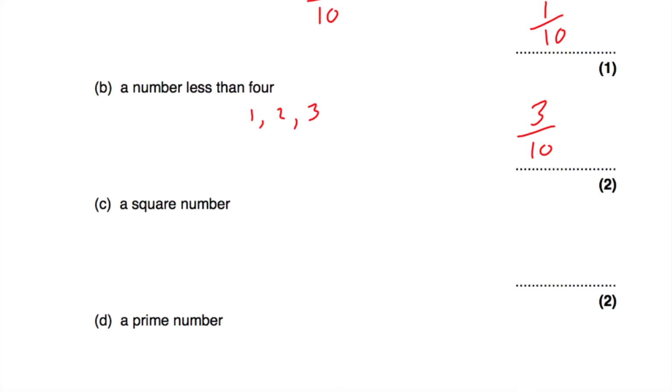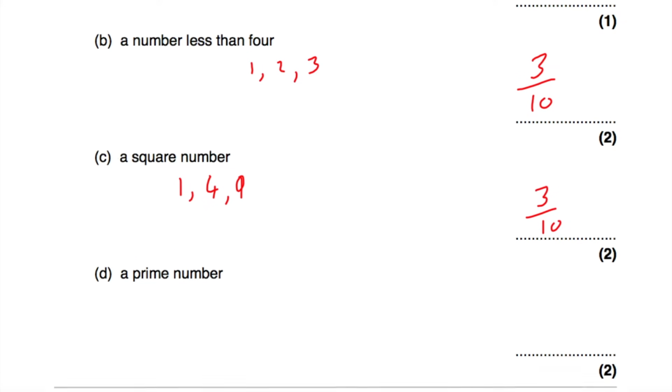Okay, next, a square number. Well, let's consider our square numbers. 1 times 1 is 1, 2 times 2 is 4, 3 times 3 is 9, and they're the square numbers, so there's 3 square numbers, so that would be 3 out of 10, so 3/10, because there's 10 discs going from 1 to 10, and a 1, a 4, or 9 would work, so that would be 3/10.